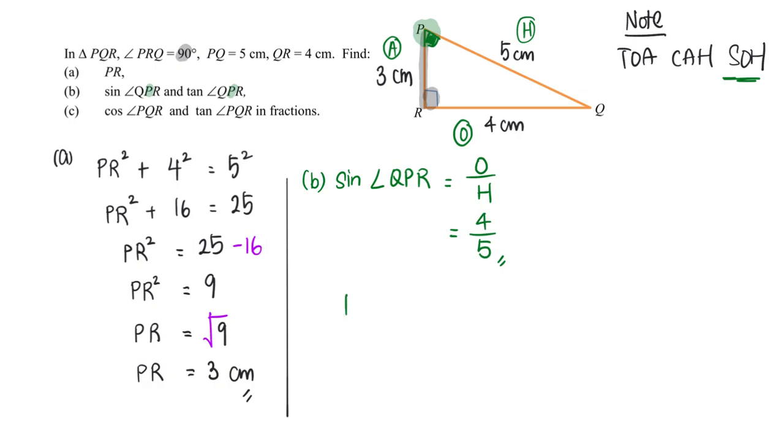And for tangent of angle QPR, tangent will be TOA, opposite side divided by adjacent side. Opposite is again 4. Adjacent side in this case is 3 cm, 3. And that is the answer for part B.